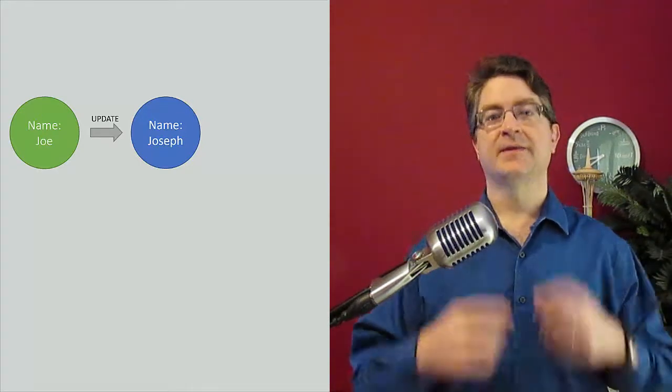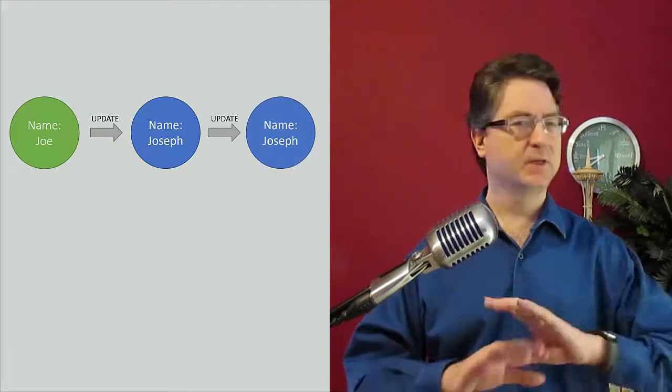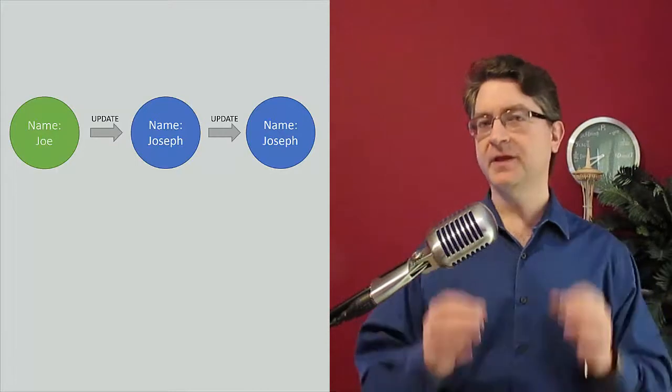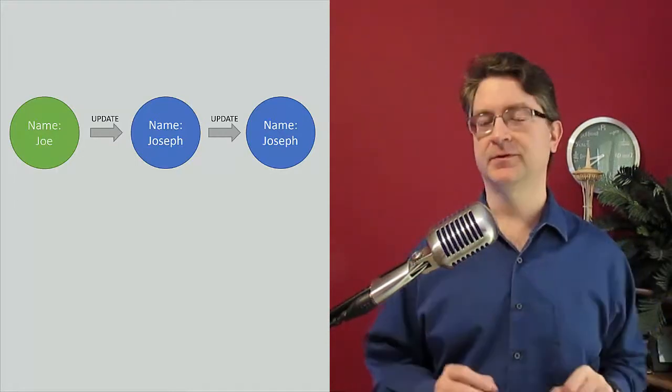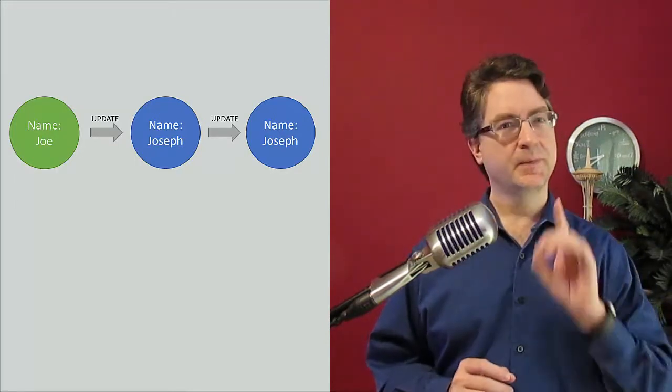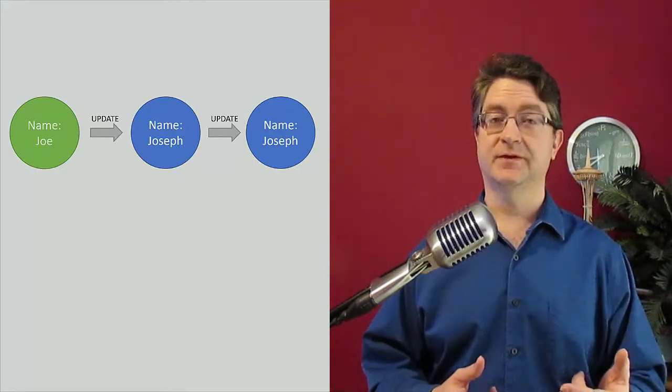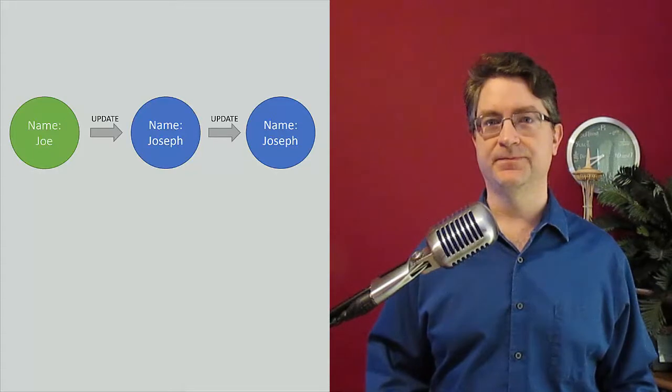If I apply that same update a second time, it'll have no effect on the object. The name is already Joseph. So updates themselves are idempotent. But updates do not follow the stronger definition of idempotency that's important in a distributed system.